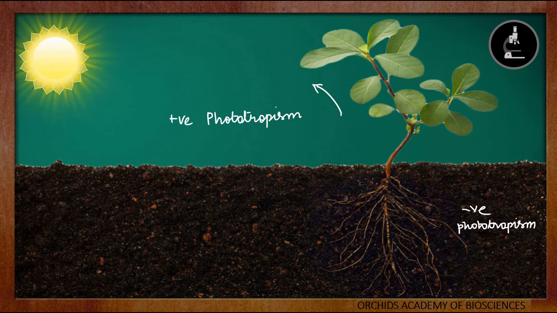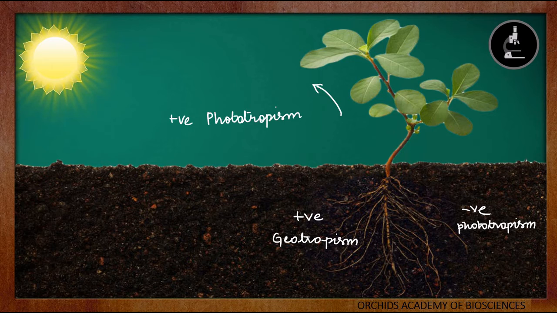Next, moving on to the next type of tropism, that is geotropism. Geotropism is nothing but the directional movement of a plant part in response to the gravity of Earth. So which is moving towards the gravity of Earth? The root is moving towards the gravity of Earth. So we can say the root is positively geotropic, or it is showing positive geotropism.